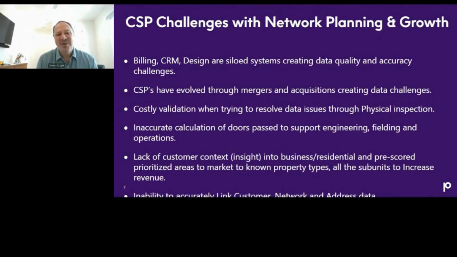Then most of these companies, your communication service providers, have grown through acquiring other companies, and when they do these acquisitions, they've got to put these companies together. They've got to migrate data from one system to another system. In many cases, there's missing data that comes over, or there's additional data that has duplicates, creating data challenges there as well.